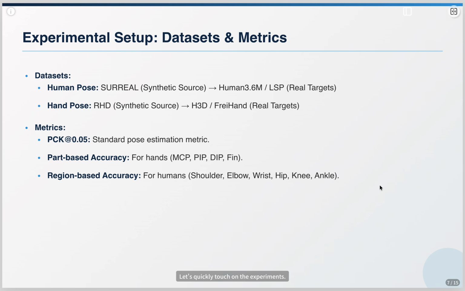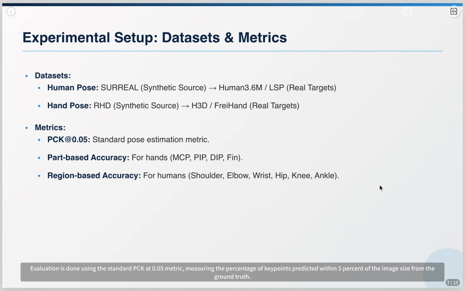Let's quickly touch on the experiments. We tested HamiPose on standard benchmarks. For human pose, we transferred from the synthetic SURREAL dataset to the real-world Human3.6M and LSP datasets. For hand pose, we used the RHD synthetic dataset and adapted it to H3D and FreiHAND real-world data. Evaluation is done using the standard PCK@0.05 metric, measuring the percentage of keypoints predicted within 5% of the image size from the ground truth.